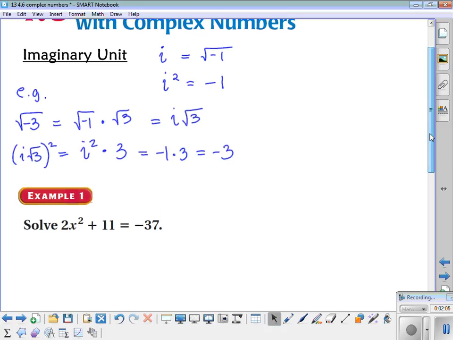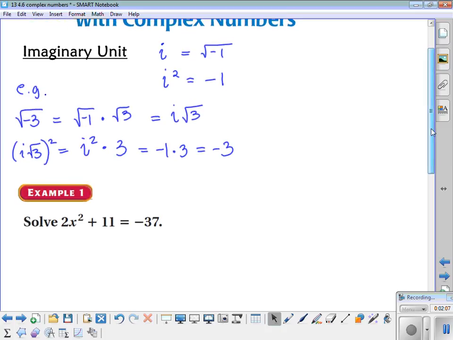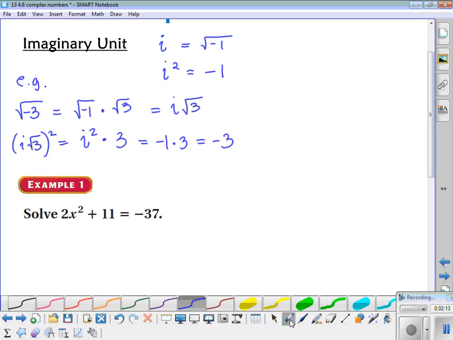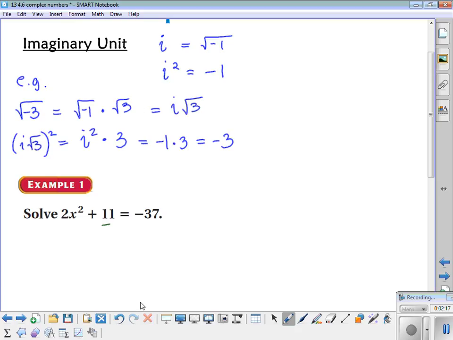So I am going to solve the equation 2x squared plus 11 equals -37. The first thing I would do is subtract 8 from both sides. I mean, subtract 11 from both sides. Where did the 8 come from? I don't know. And so I get 2x squared is equal to -48. And when I divide by 2, I get x squared is equal to -24.